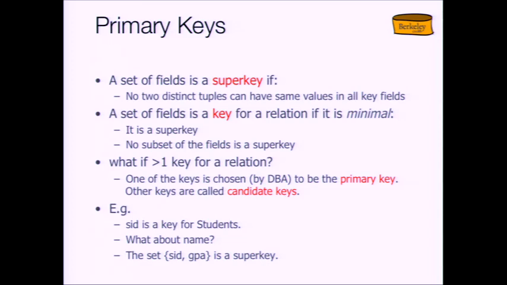So any set of fields that are guaranteed to be unique is called a superkey. And a set of fields is a key for a relation if it's minimal. So we're going to use the term key more specifically here. That means it's a superkey, it uniquely identifies every record in the table, but if you took away one of the fields, it wouldn't be a superkey anymore. It wouldn't uniquely identify the record.